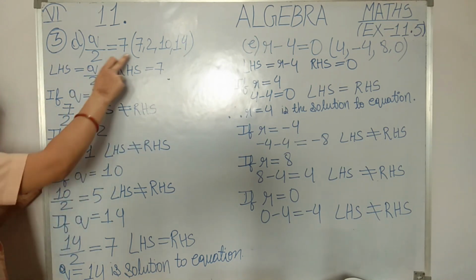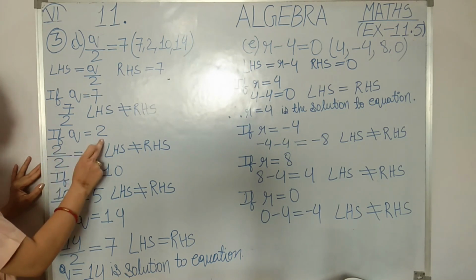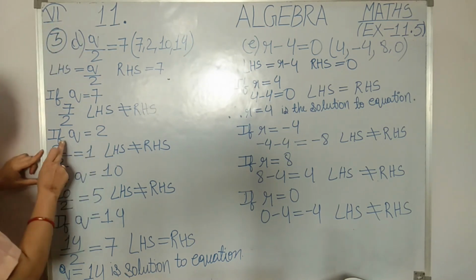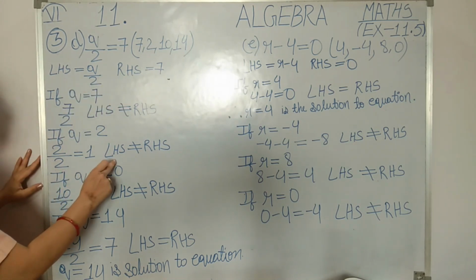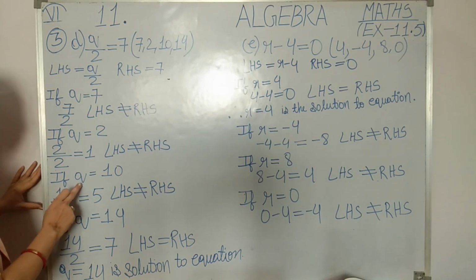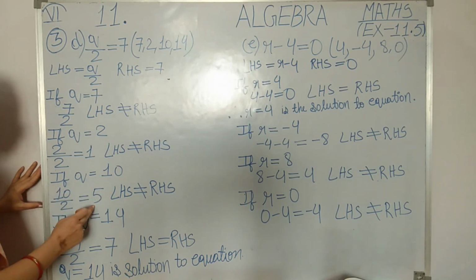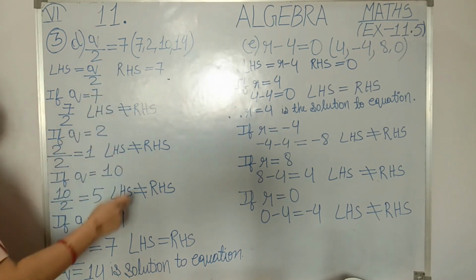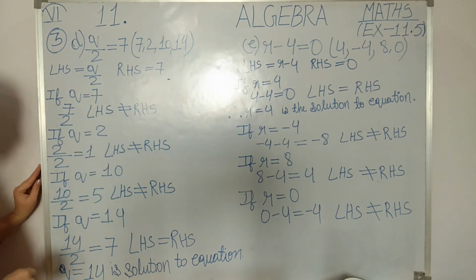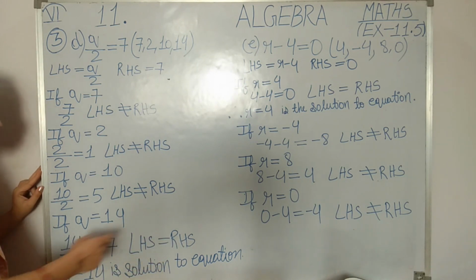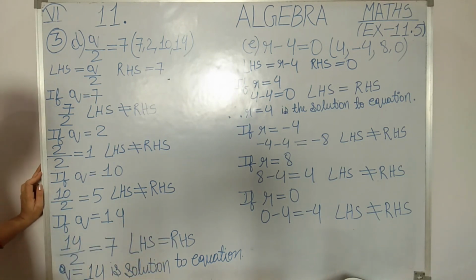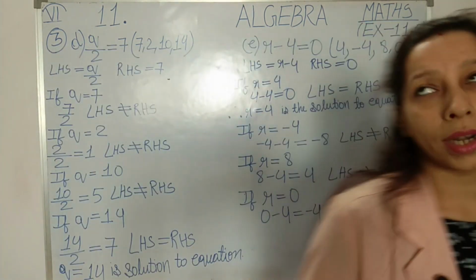Got it? Then next, q is equal to 2. So if q is equal to 2, in place of q we will keep 2. So students, 2 by 2, 2 and 2 cancelled, we got 1. But RHS is 7. So we have written LHS is not equal to RHS. In the same manner, if q is equal to 10, 10 upon 2 will give us 5. But again RHS is 7. So here again we have shown LHS is not equal to RHS. Then if q is equal to 14, 14 upon 2, 2 ones are 2, 2 sevens are 14. We are getting 7, which is equal to the RHS. So I have written q equals 14 is solution to the equation. Got it? Here LHS is equal to RHS. Okay, point number E then students.